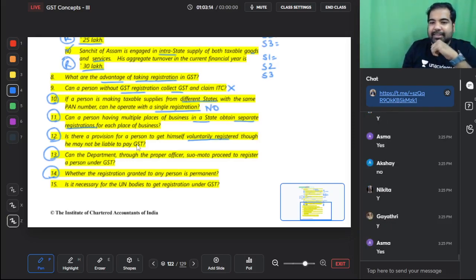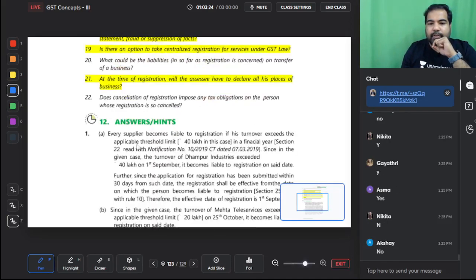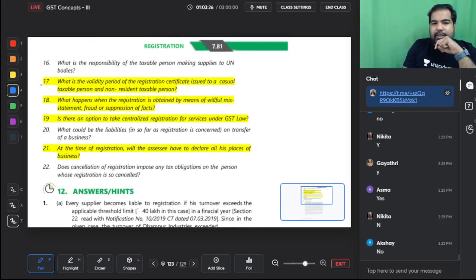Why will the government cancel registrations? Unless cancelled, guys, it goes on and on. Next, is it necessary for UN bodies to get registration? No, they only have to get a UIN number. Next, guys, is the 17th question.